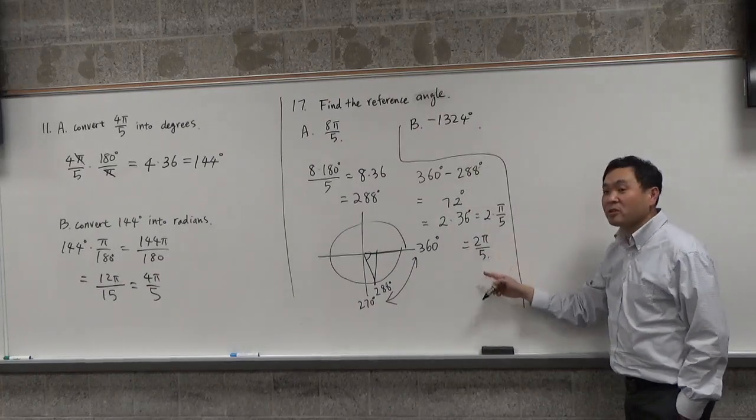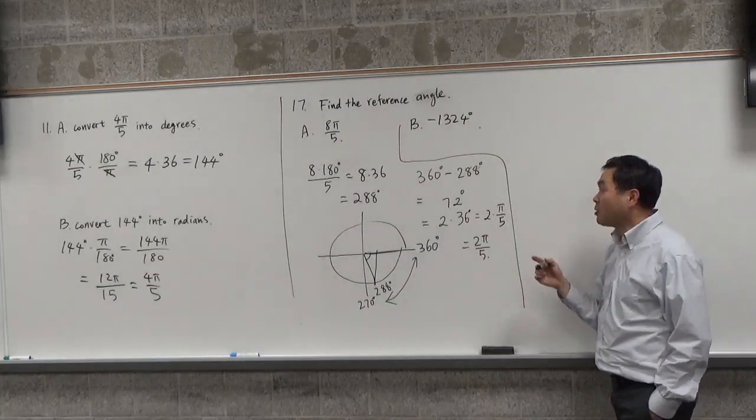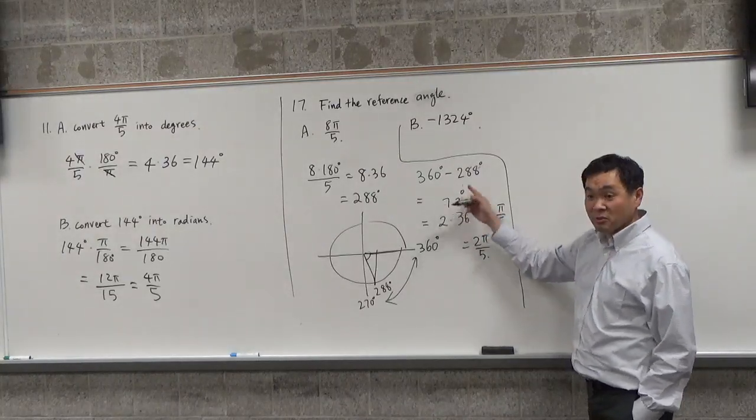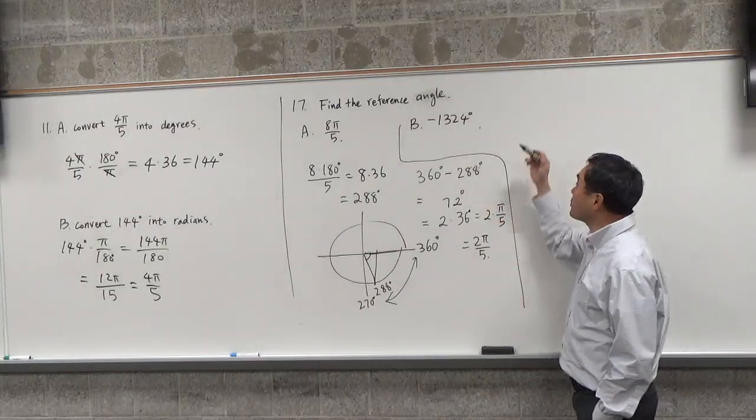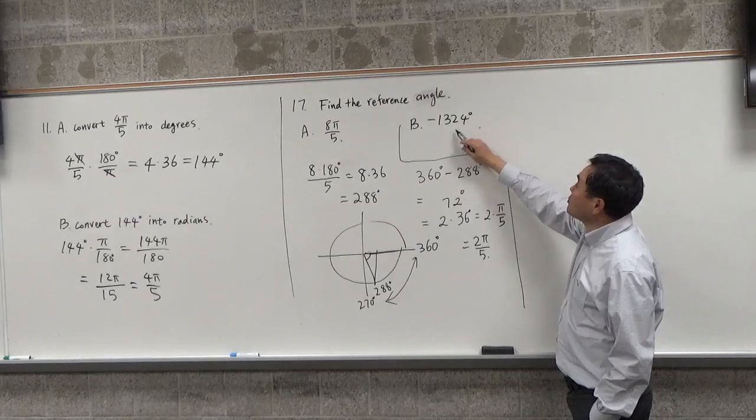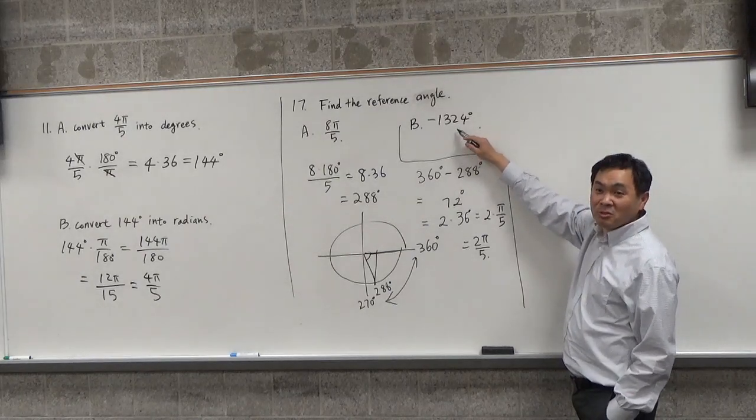Yeah, I just did this quickly, but you would just simply multiply by pi over 180 to convert into radians, okay? All right, so this one, this is huge. I don't know how to convert this. So what should we do?